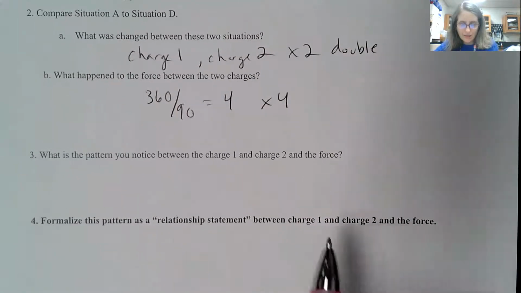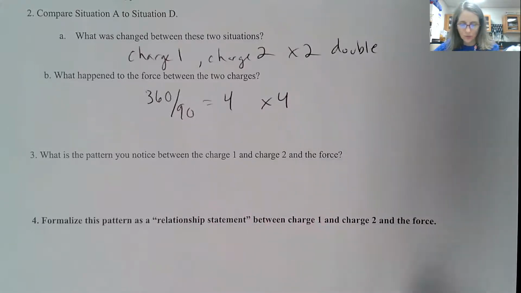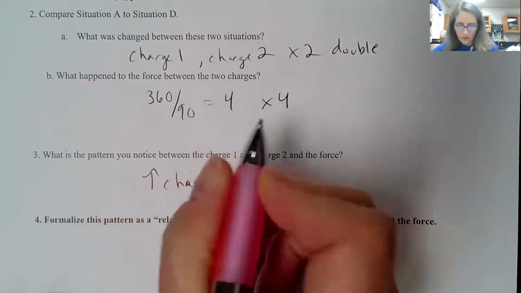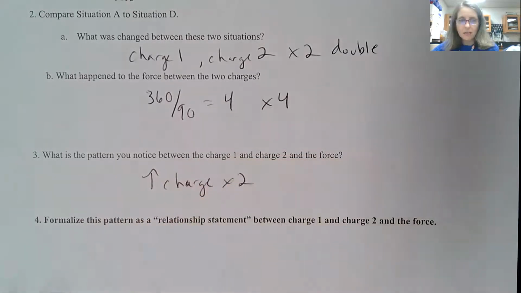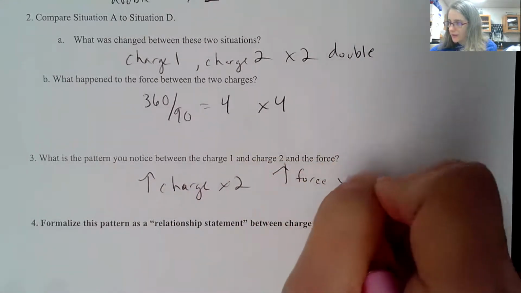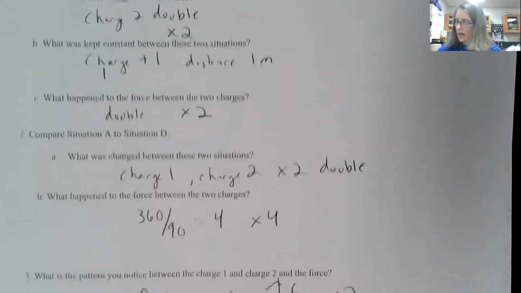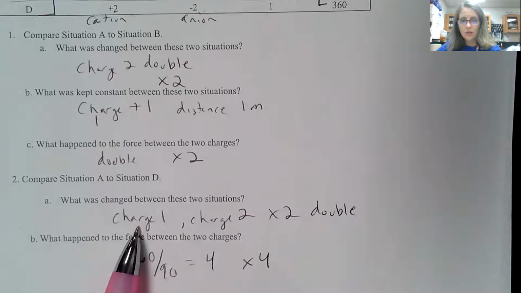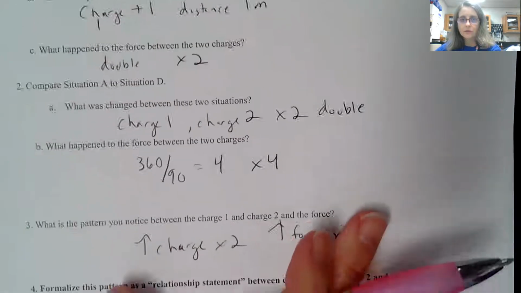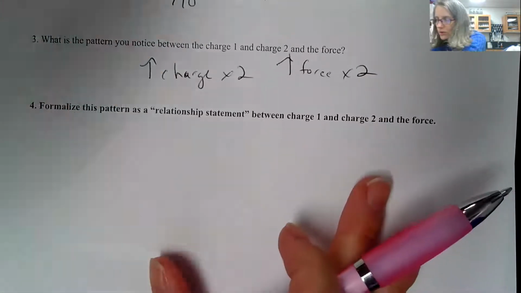So what is the pattern, do you notice, between charge 1 and charge 2 and the force? Well, as I increase the charge, let's say I double the charge, the force is going to go up by the same factor. So what I did to charge is what happens to force. I also see it here because charge 1 was doubled, charge 2 was doubled, and 2 times 2 is a factor of 4. So again, that is the relationship between charge and force.